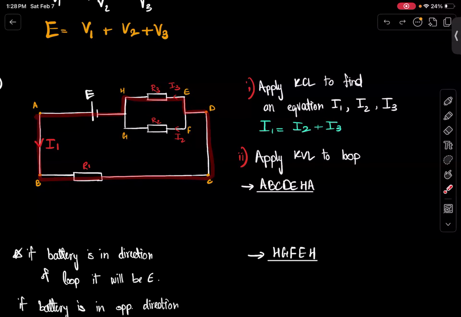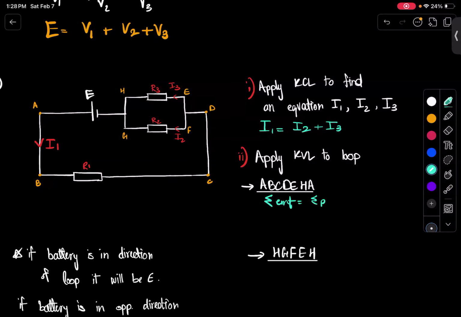Okay. So, how do you apply KVL? You remember what KVL was? Sum of EMFs is equal to sum of potential differences in a loop. They have defined the loop for you, right? Now, what are the EMFs in my loop? It's just one, E, right? E. What are the potential drops in my loop?